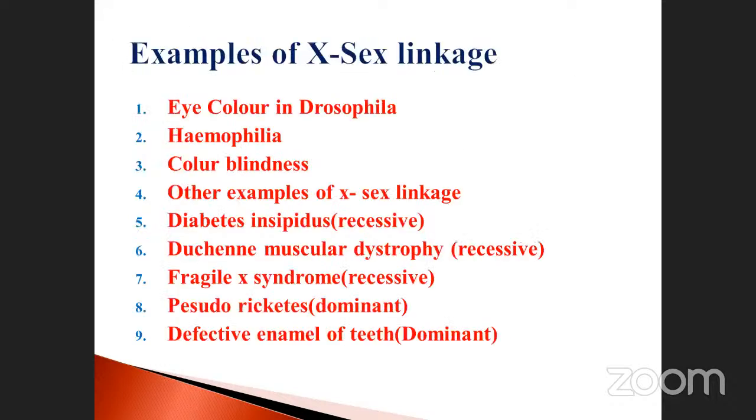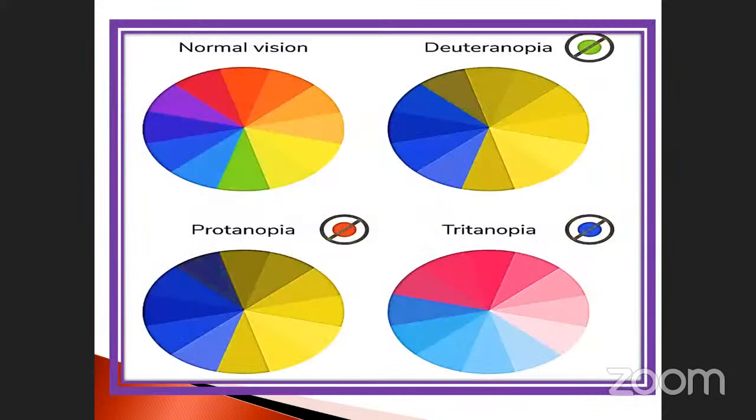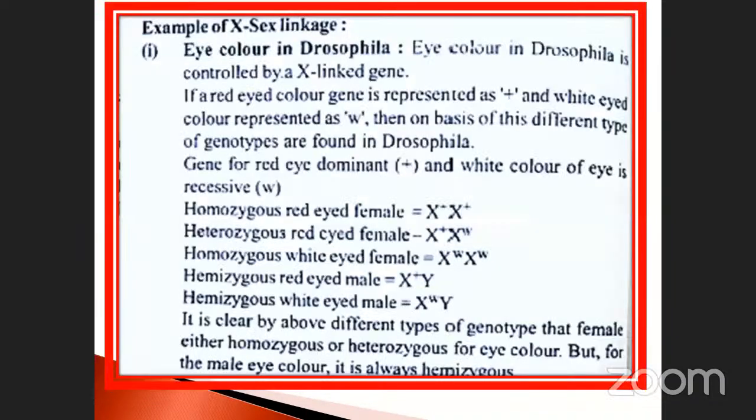Okay, and also what are the examples? Color blindness, hemophilia, and also eye color of the Drosophila, and diabetes insipidus, pseudorickets, defect in enamel. Which one is recessive? Which one is dominant? Already you know. So normal vision, which one? These are the 3 types of anopia, and due to color blindness we cannot differentiate protanopia, deuteranopia, and tritanopia. Okay, and then eye colors, what is the responsible gene? Homozygous red eye female, white eye female, red eye male, white eye male. That we also already discussed.